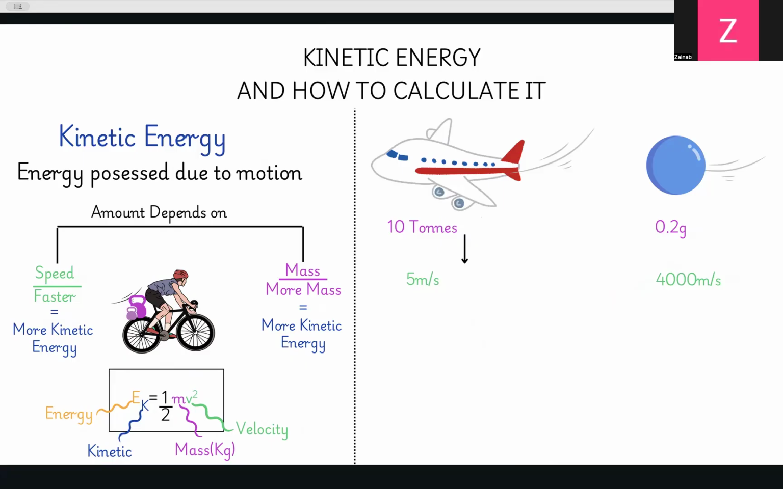But firstly, I'd like you guys to pause it and have a go. So find the kinetic energy for both the plane and the ball.